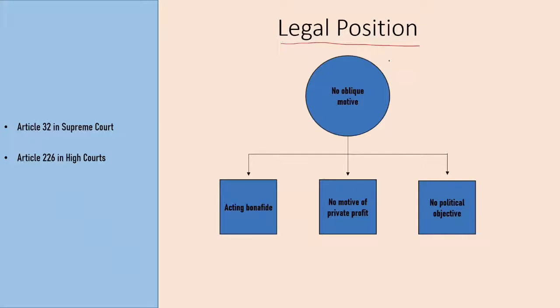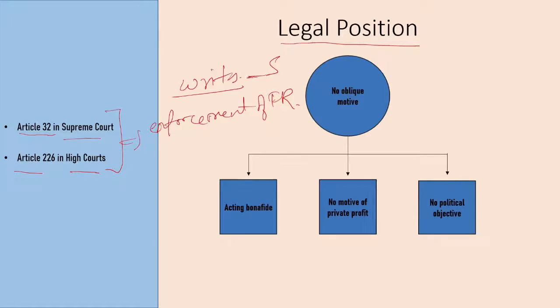Now let's look at the legal position of PIL. So Article 32 empowers the Supreme Court and Article 226 empowers the High Court. Now can you tell me what Article 32 and 226 deal with? So both these articles talk about enforcement of fundamental rights, the 5 writs that are given to enforce the fundamental rights. Okay. Now the Supreme Court said that for a PIL to be valid, it must not have any oblique motive.